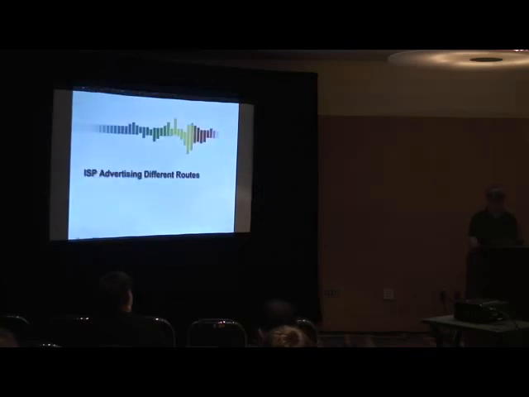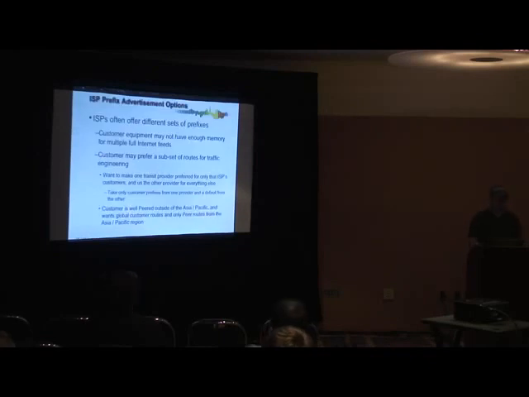ISPs advertising different routes. ISPs often offer different sets of prefixes to their downstream customers. Some reasons for this are that the customer CPE might not have enough memory to take multiple full feeds of the internet, or customers might want to prefer a subset of routes for traffic engineering. So they might want to make one transit provider preferred only for customers of that particular ISP and make the other transit provider preferred for the rest of the internet. Or they could have some regional bias. The customer might be well peered outside of the Asia Pacific region and wants global customer routes only and only peer routes from Asia Pacific.